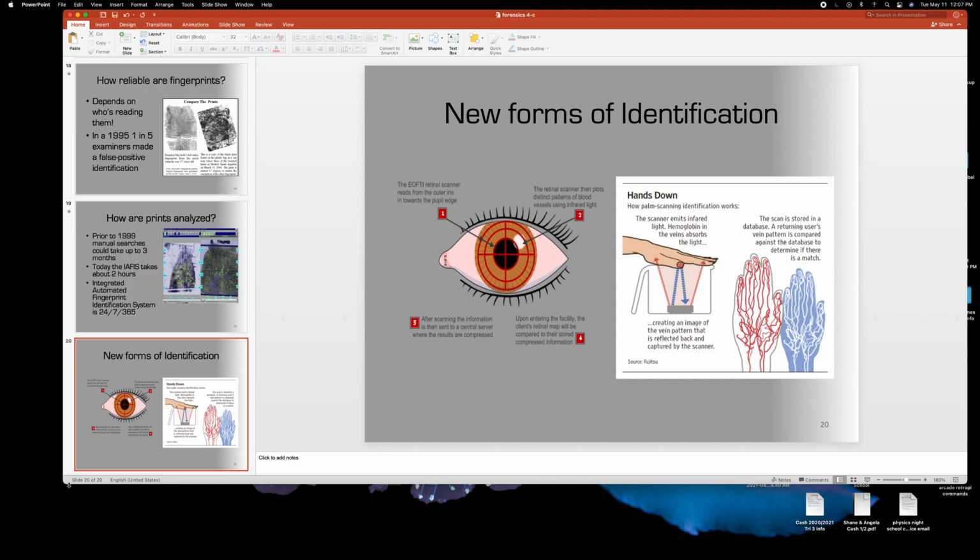So that's that. That's the end of our fingerprints unit, the final lecture. Hopefully you have a better understanding of not only the 3 prints, but some of the other information that was covered. Till we meet again, take care.